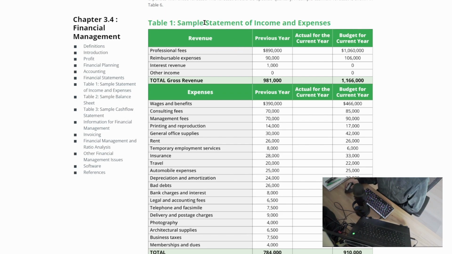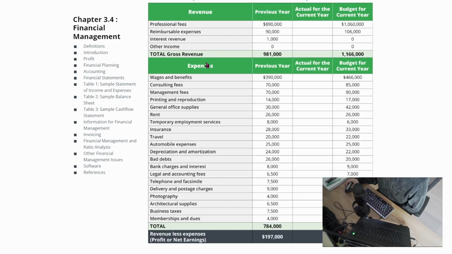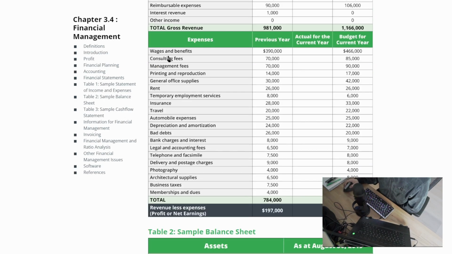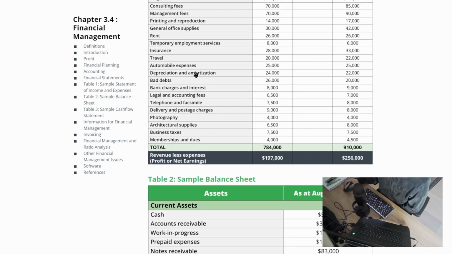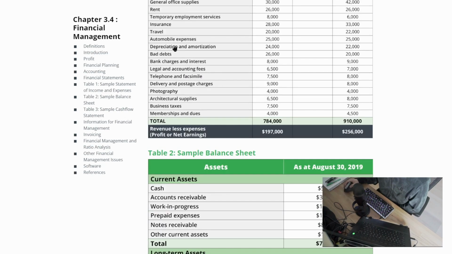Here's Table 1, sample statement of income and expenses. There's the revenue from the previous year, for the current year, and budgets for the current year. Then expenses from the previous year, for the current year, and budgeted for the current year. Some of the things that we already talked about here, like wages and benefits, insurance, travel, automobile expenses, depreciation and amortization.